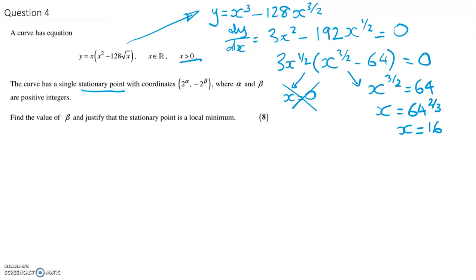But it needs to be in the form 2 to the power something. So if I just rewrite 16 as 2 to the power 4, then I know alpha equals 4. To work out beta, I need to work out the y coordinate for this x coordinate. So I need to sub x equals 2 to the 4 back into my original equation.